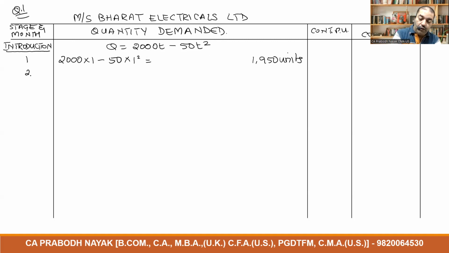Same way I take the second month. Second month it will be 2000 into 2 minus 50 into 2 square. That is, 2 square is 4. 2000 into 2 is 4000. 50 into 4 will be 200. 3800 units.